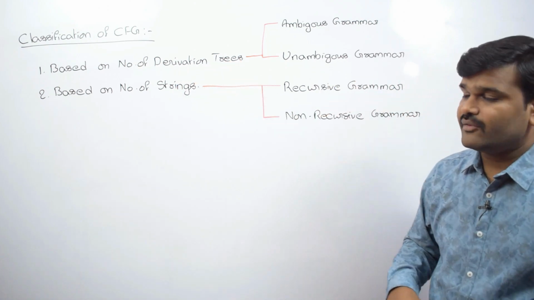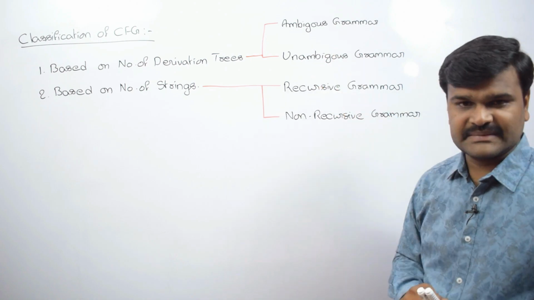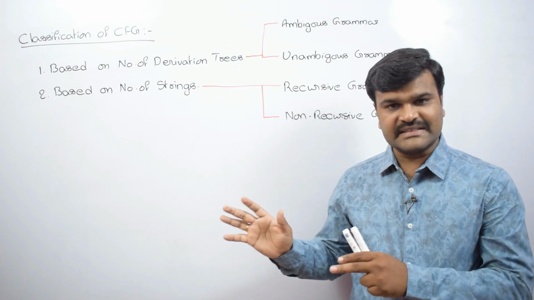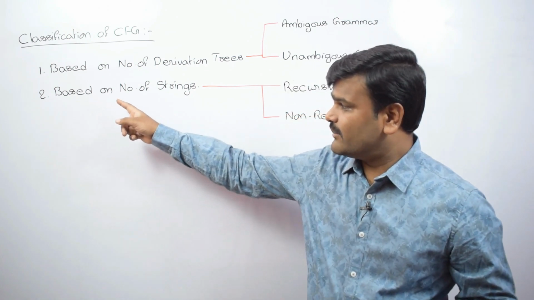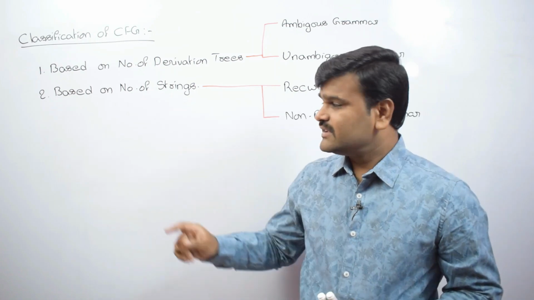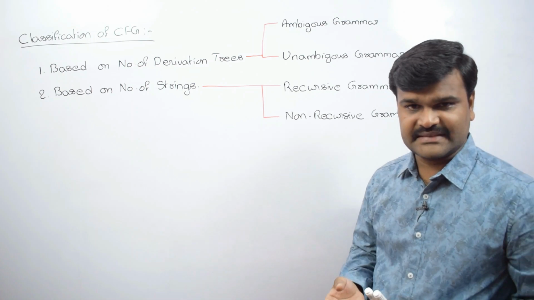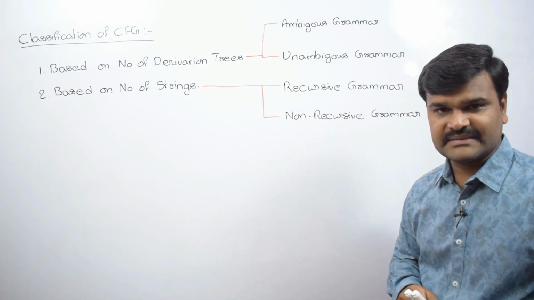In that again we are going to have ambiguous grammars, unambiguous grammars. Okay. So what is ambiguous, what is unambiguous, we will see separately. Then next, second classification, if you see, based on number of strings actually. So basing on number of strings, again we are going to have two types of grammars. So that is recursive grammars and non-recursive grammars.